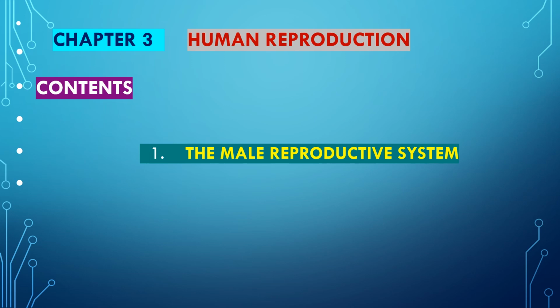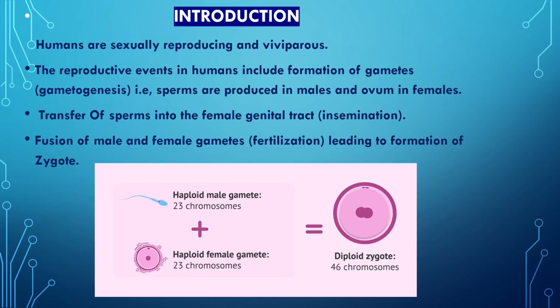The reproductive events in humans include formation of gametes, which you call gametogenesis, that is, sperms are produced by the male and ovum in females; transfer of sperms into the female genital tract, which you call insemination; and fusion of male and female gametes called fertilization. This ultimately leads to formation of zygote. So the fertilized egg will develop as a zygote.